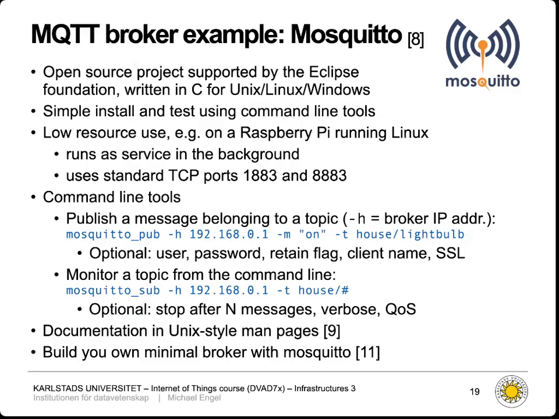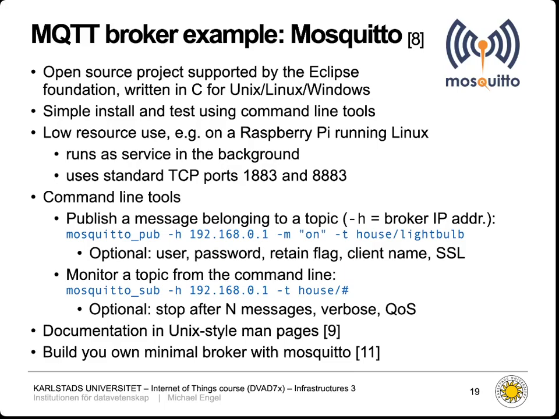It's relatively simple to install and test. You can have command line tools to work with it, so you can easily debug things. It has low resource use, so you can, for example, run the broker on a Raspberry Pi with Linux as a service in the background. And there are standardized TCP ports, so the Mosquitto MQTT communicates over TCP, and the two ports 1883 and 8883 are reserved for MQTT broker use. And then you can test them out.